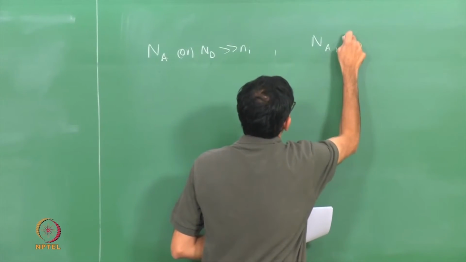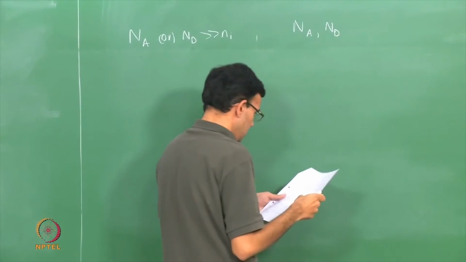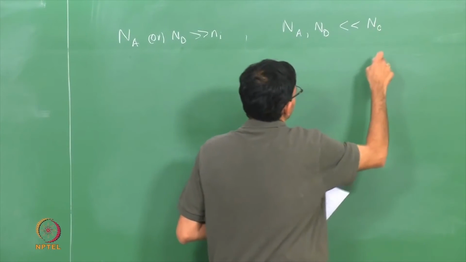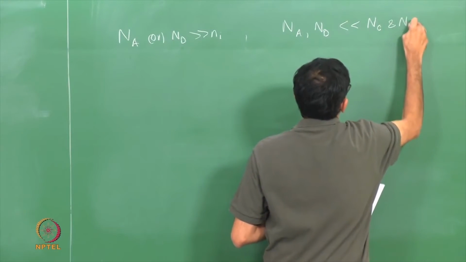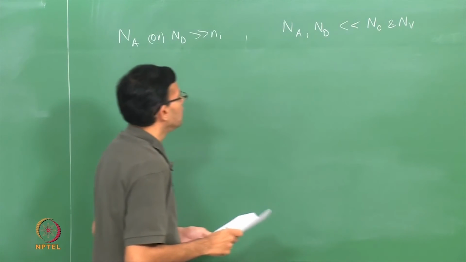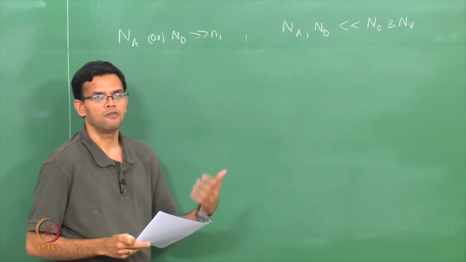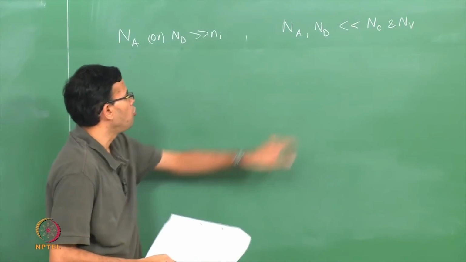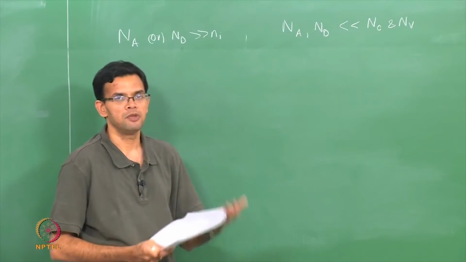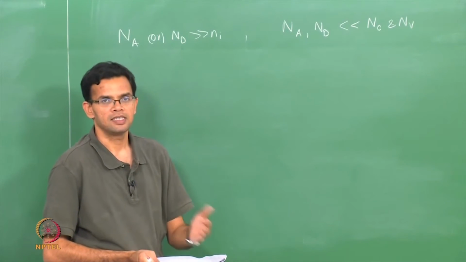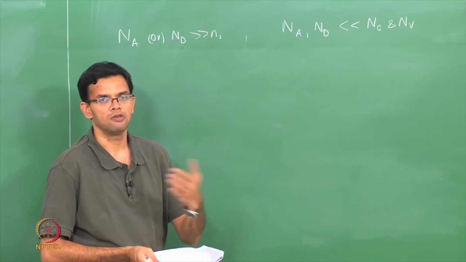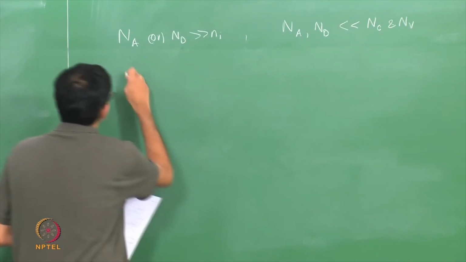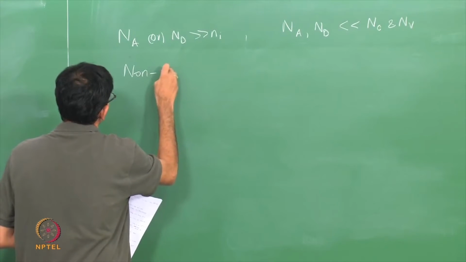We also only considered situations where Na and Nd are much smaller than the effective density of states Nc and Nv. So, this allows us to think of these impurities as localized states in the band gap. So, your donors form localized states just below the conduction band, and the acceptors form localized states just above the valence band. These semiconductors are called non-degenerate semiconductors.